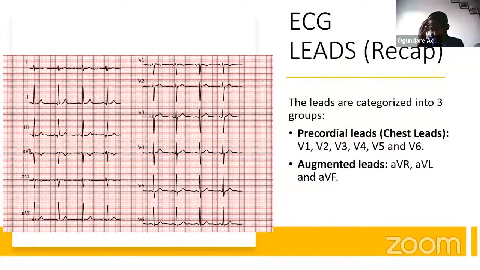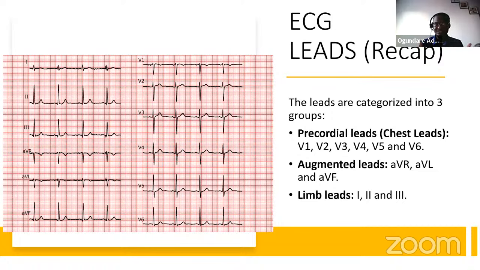We have the augmented leads. The augmented leads are the AVR, AVL, and AVF. So there are 3 of them. And lastly, we have the limb leads, which are lead 1, lead 2, and lead 3. If you put these 3 groups together, this forms the standard 12 leads. The 12 leads are made up of the 6 chest leads, 3 limb leads, and 3 augmented leads.